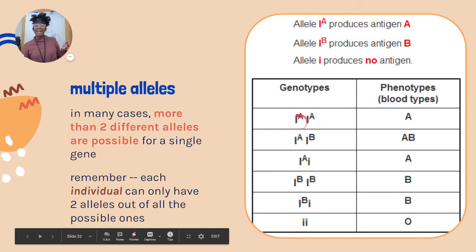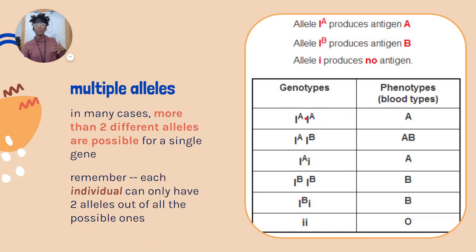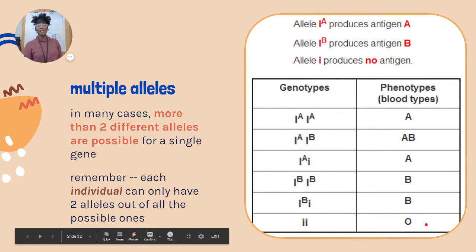So the allele IA for blood typing is going to produce antigen A, which is going to give someone a blood type of A. The allele IB is going to produce antigen B, which is going to give someone a blood type of B. The allele lowercase i is going to produce no antigen at all, which is what's known as type O, the universal donor.